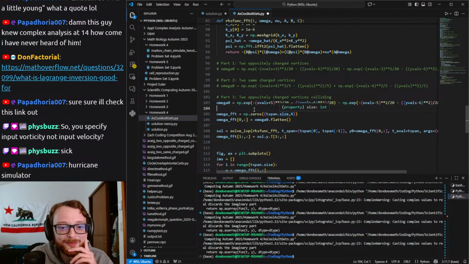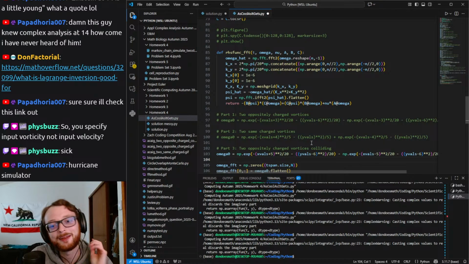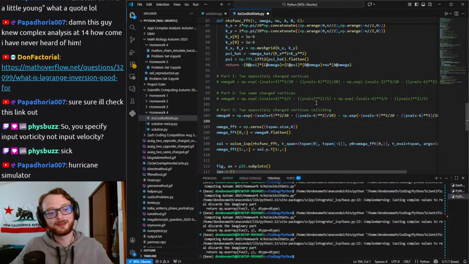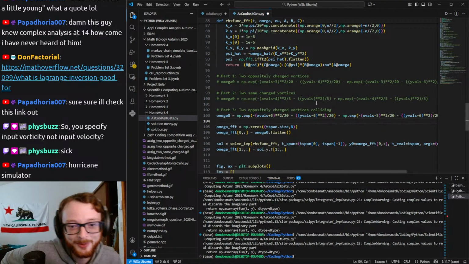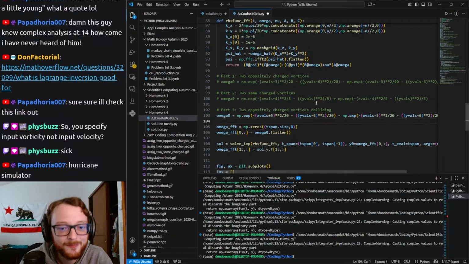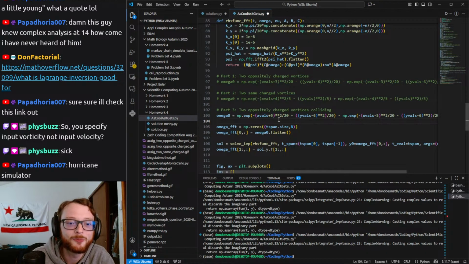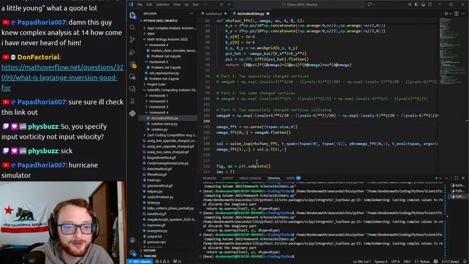Yeah, it's basically what this is. I wrote this code, and now they're making us define initial conditions to make certain things happen. So I'm supposed to make two oppositely charged vortices collide, which they seem to want to do the opposite.